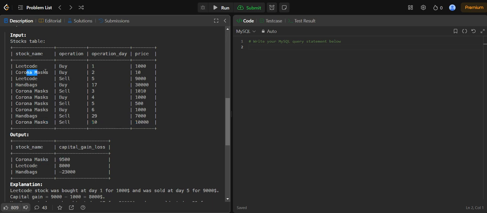9,500. Let me do it again. Corona Mask is plus 10. Then Corona Masks sold at this. So 10,000, 1,000 is the profit. Corona Mask again is bought this and sold this. So 500 is the profit, right?